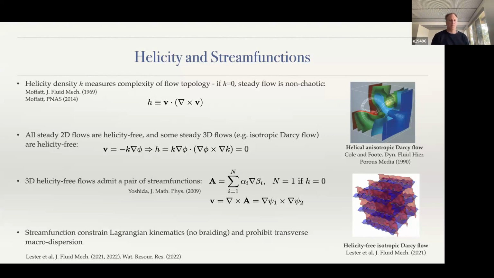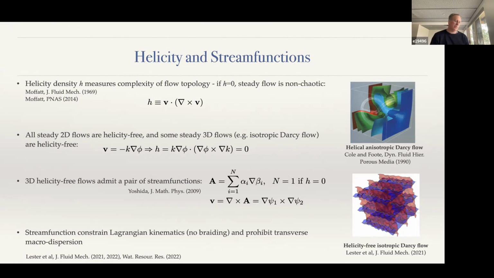One of these is isotropic Darcy flow, where the velocity is given by the product of the permeability K and the potential gradient or the pressure gradient, grad phi. And for these types of flows, just from vector identities, you can show straight away that the helicity is everywhere 0 because the vorticity is always perpendicular to the velocity.